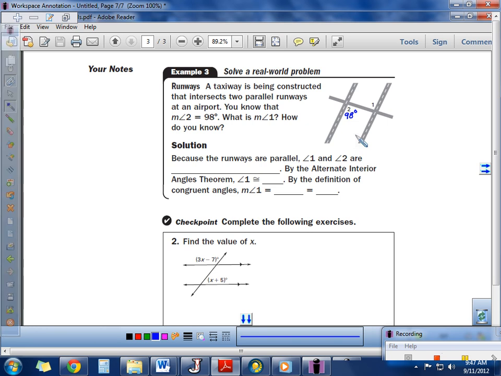First off, what words match up with their positions? Alternate interior. They switch over the transversal and they're inside the parallel lines. Those are alternate interior angles. And what do we know about alternate interior angles? They are the same size. So measure of angle 1 is going to be how big? 98 degrees. Try this checkpoint. It matches up with the previous example we did. And then you can try the checkpoint below that.